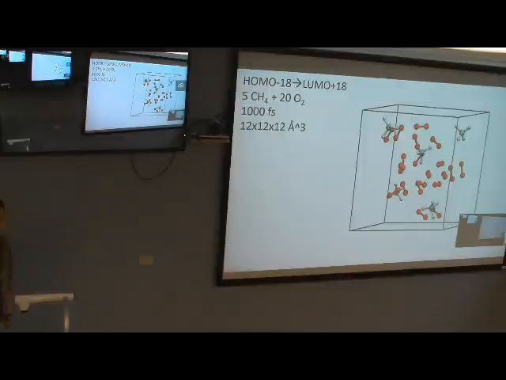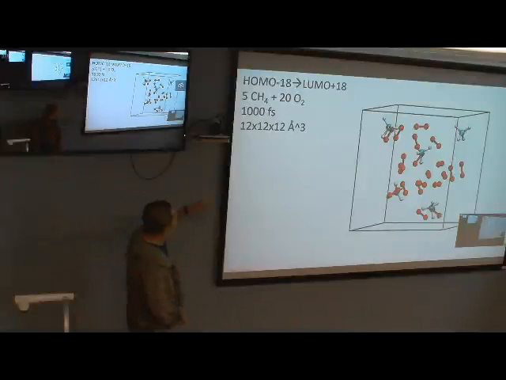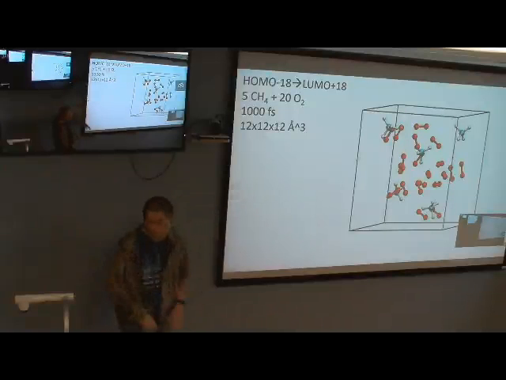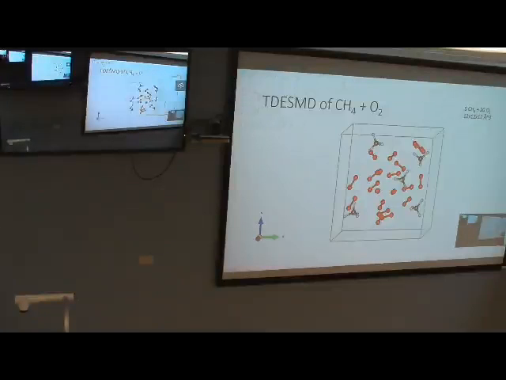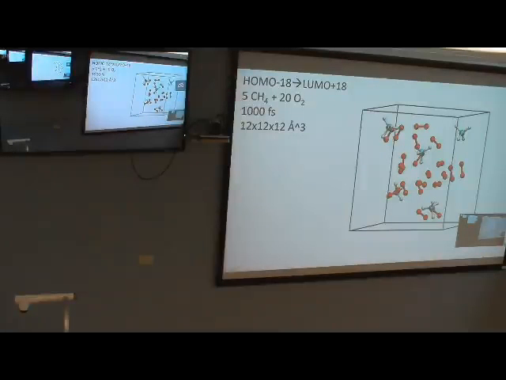So here is one trajectory from HOMO minus 18 to HOMO plus 8. What is the difference between the previous one that we already watched and this one? This one is just starting from the optimized geometry of the model. Okay, and this is a different orientation. Yes.